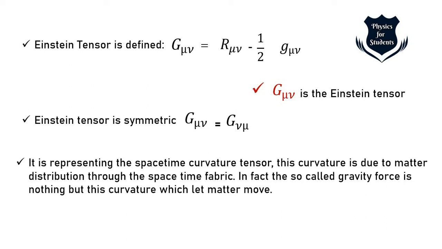In fact, the so-called gravity force is nothing but the curvature which lets matter move. So our 8 pi G, we have seen, is a constant. The G by c^4 is required for dimensional reasons. The factor 4 pi comes from the integration over a sphere while integrating the gravitational potential into a force.